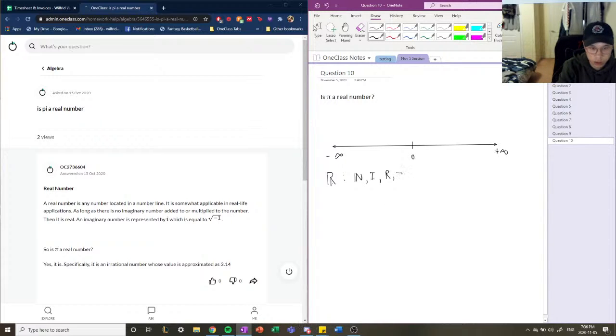Your irrational numbers. Actually, I don't know the notation for that. But they consist of your natural numbers. Your natural numbers are the numbers that you can count: 0, 1, 2, 3, 4, 5, and so on.